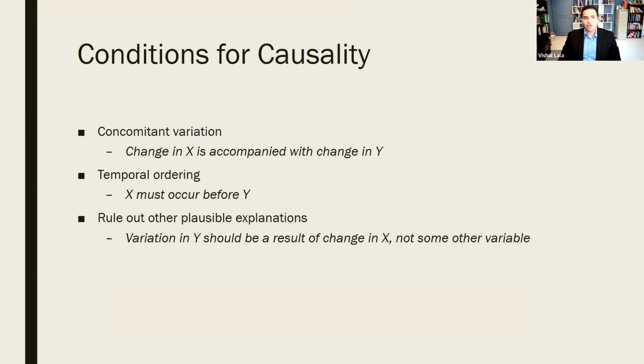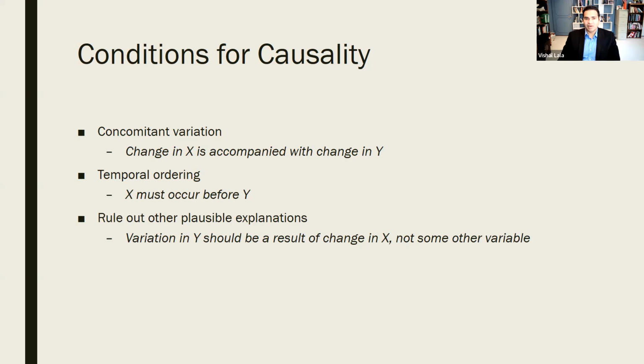One of them is correlation, also formerly known as concomitant variation. When change in X is accompanied with change in Y. In other words, when X goes up, does Y go up or down? The second is temporal ordering. In order for X to cause Y, X must occur before Y.